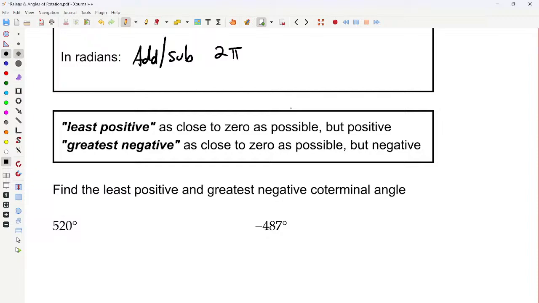And this one really messes with the student. What's the greatest negative? Well, how do we define greater on a number line? The thing that's actually further to the right, right? If these are two numbers, this is the greater one, this is the lesser one. So if I'm on here 0, so this is negative, this is the greater negative. This is the smaller negative. So it's as close to 0 as possible, but still negative.